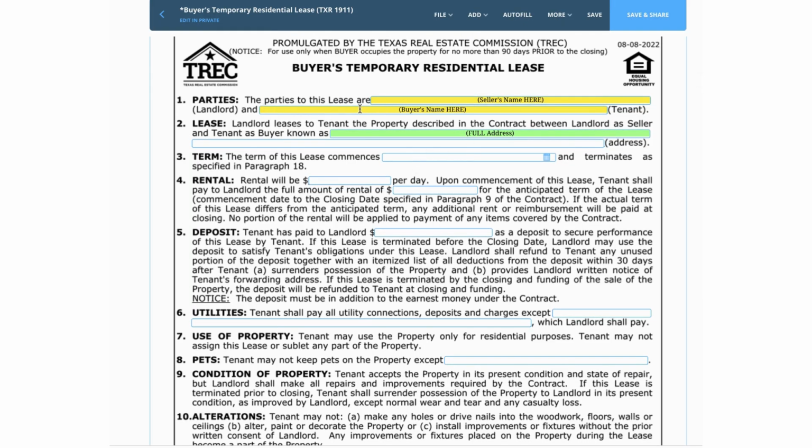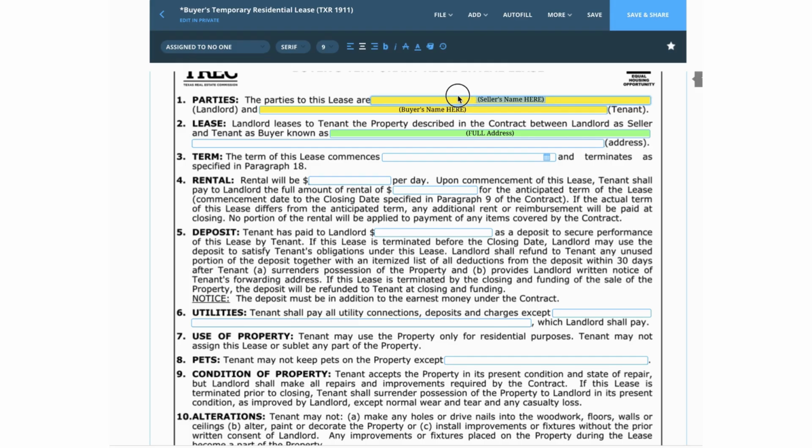The parties to the lease are, and the first blank is the landlord, which would be the seller's name. So you put the seller's names here. And the second one is the tenant, which would be the buyer, because they're the ones moving in and going to be occupying the property before closing, because they don't own it. They will be known as the tenant. So you'll put their name there.